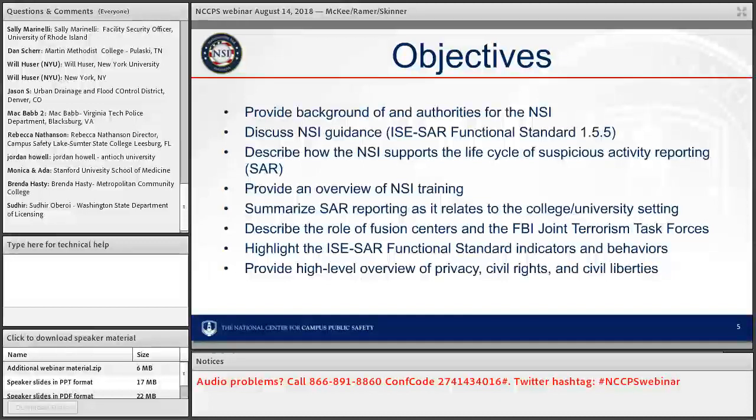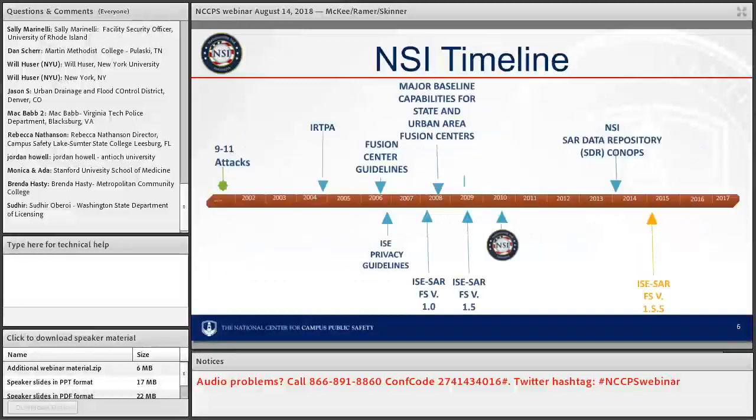Talk some about the role of fusion centers. We'll talk about what those are, and also the FBI's Joint Terrorism Task Forces and how this process is set up to make sure the information gets to those entities so that it can be shared and distributed and followed up appropriately. As I indicated, the ISE functional standard we'll talk about in detail, and then we'll talk about the privacy concerns as we go through these issues.